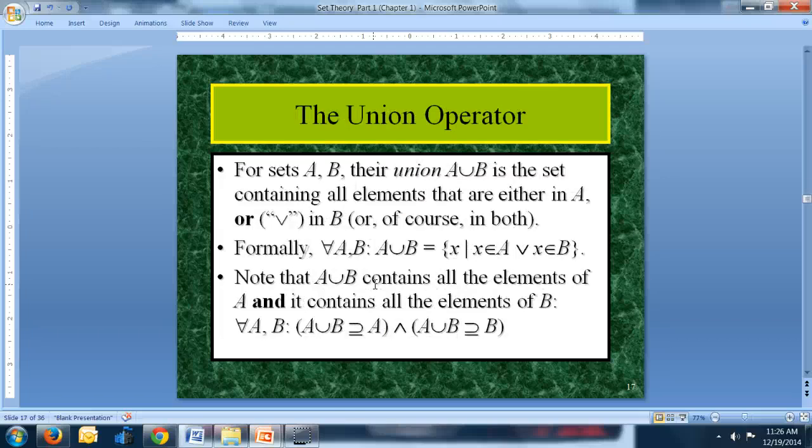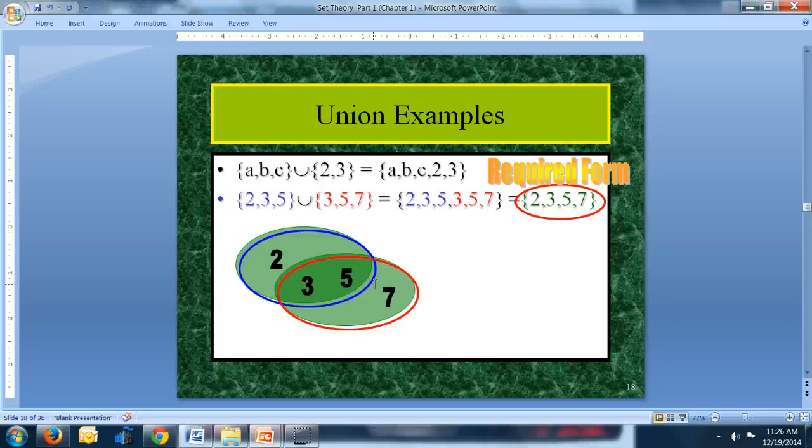Now, the union that I referred to before is the elements belonging to either x belonging to A, or x belonging to B. So here is an example. Suppose we have a set with letters A, B, and C, and the second set has numbers 2 and 3. Because those two sets have different items, all we have to do is list all of them in the union. So it will be A, B, C, and 2 and 3.